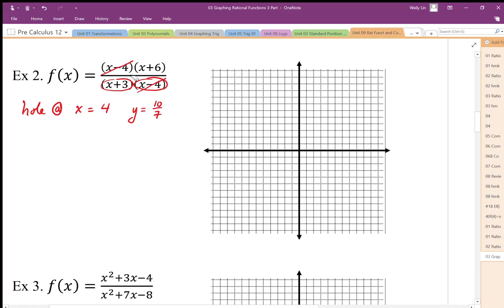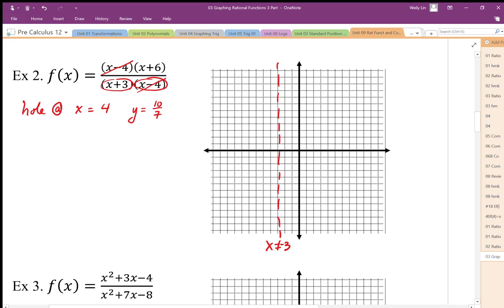When they cancel out, we get a hole. If the factor doesn't cancel, we get a vertical asymptote. So that vertical asymptote is going to be at x equals -3. That's our restriction. So x is not equal to -3.